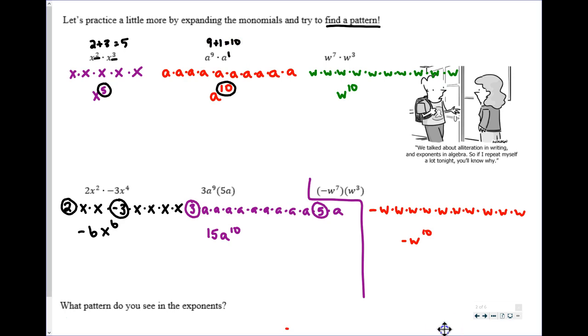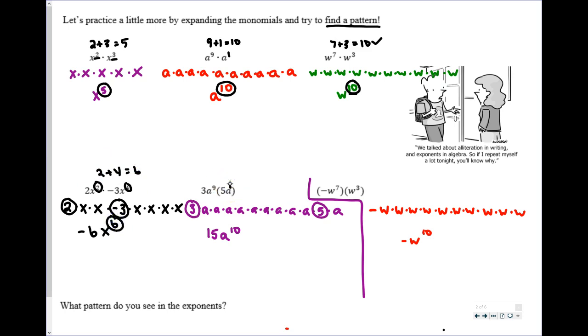Huh. Here, I've got an exponent of 10. Is 7 plus 3 equal to 10? Yep, and all I'm doing is adding those exponents together, right? Here, I've got a 2 and a 4. 2 plus 4 equals 6, which is what I have here.